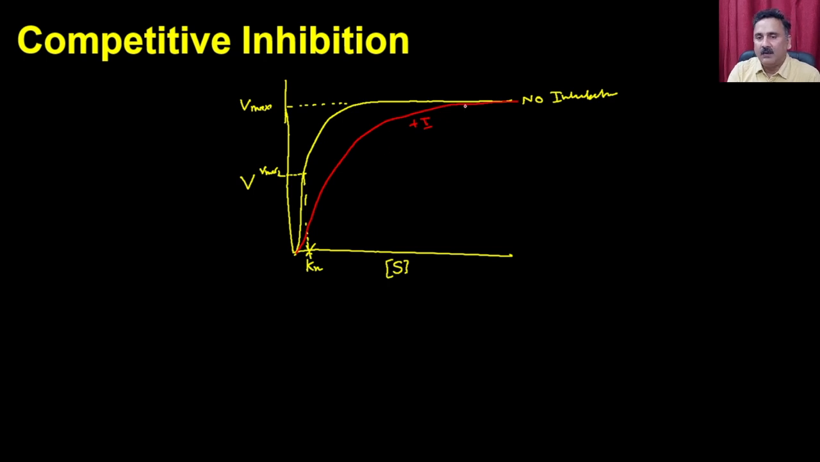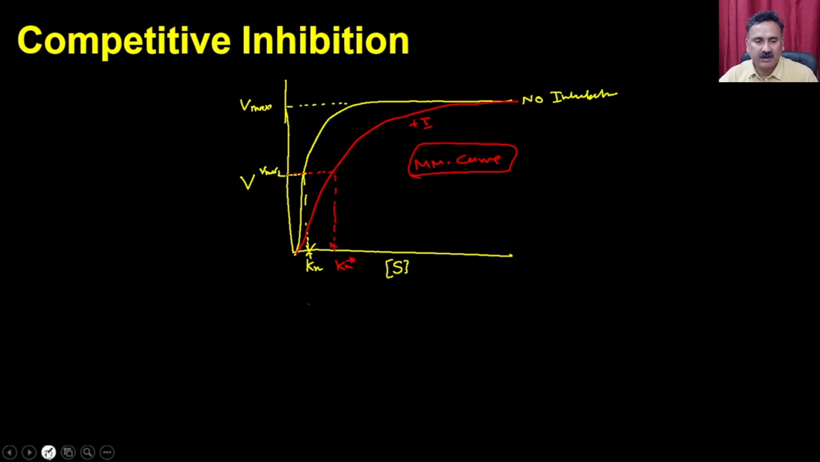Still, it will be able to reach the Vmax, and as a result, the Vmax will remain the same. Vmax by 2 will remain the same. But when you calculate the Km, it is going to be different. This is the revised Km, or the Km when you have the inhibitor. What you can see is this is the Michaelis-Menten curve. If I show you the same thing in the Lineweaver-Burk plot, it is also going to give you a better idea about what is exactly happening.